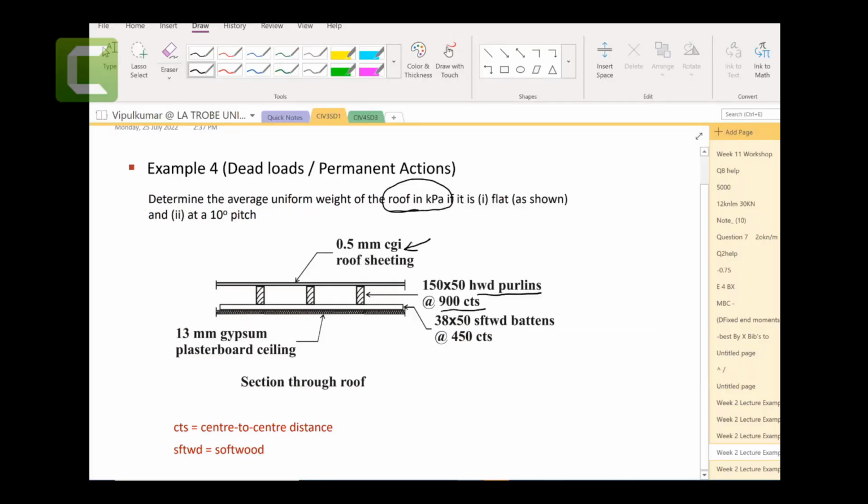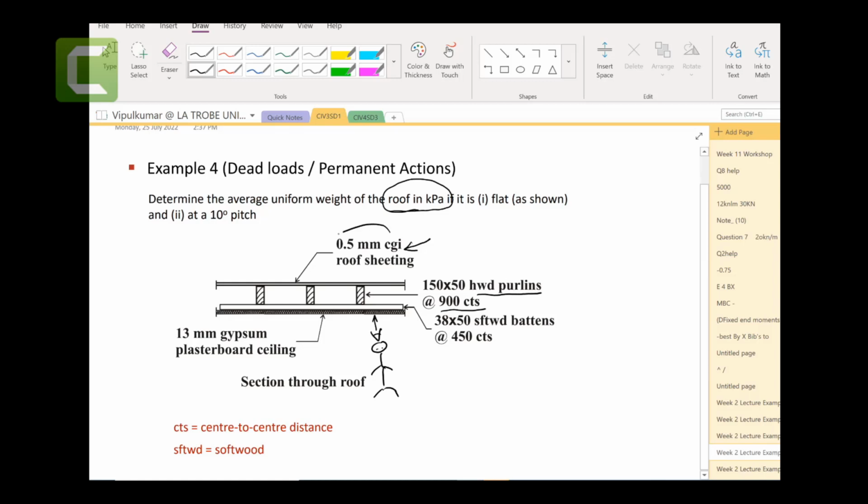And you have plasterboard ceilings. When you are inside the home, sitting here and looking up at your ceiling, you will see the plasterboard ceiling first. Above the plasterboard, you will get these horizontal battens and then purlins, and then you will have the roof. So now we need to calculate the weight for all of them in kilopascals. Let's do it one by one, working from top to bottom.